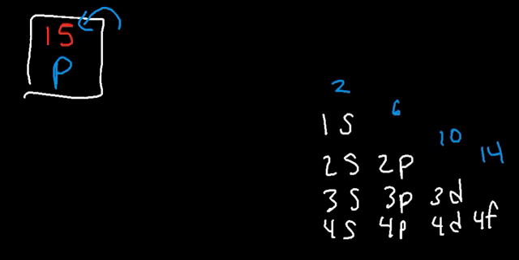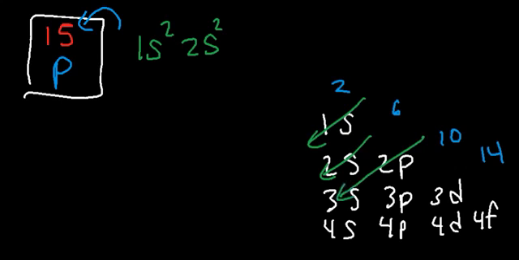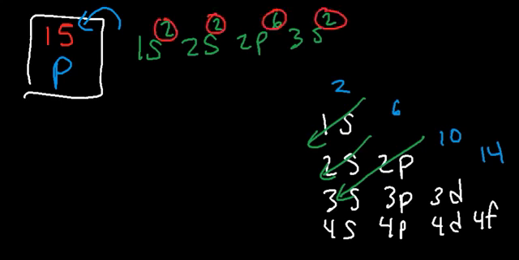So let's begin. 1s can hold up to 2 electrons, 2s can also hold up to 2, 2p can hold up to 6 electrons, and 3s can hold up to 2. So right now we have 2 plus 2, which is 4, plus 6, which is 10, plus 2, 12. We only need 3 more. 3p can hold up to 6, but because we only need 3 more, we're going to stop at 3p3. This is the electron configuration for phosphorus.